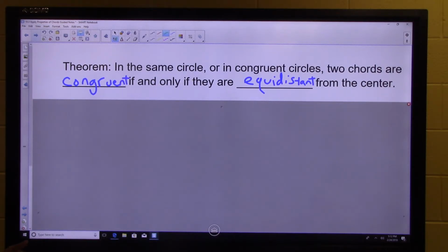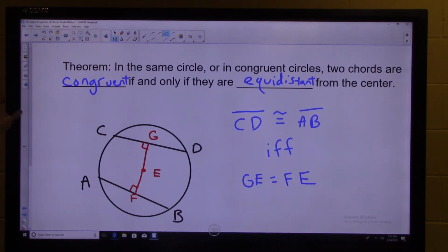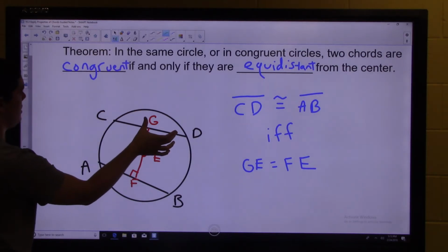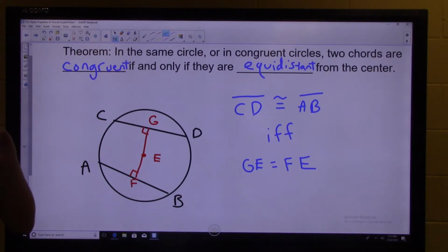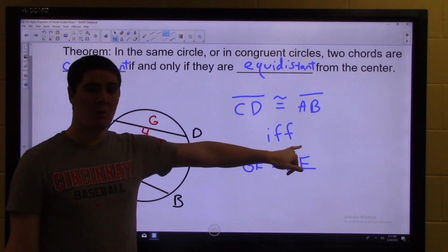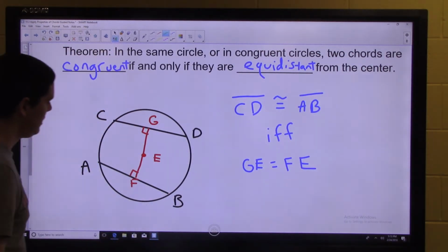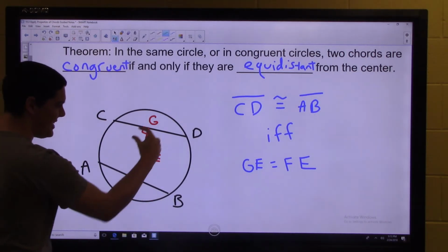I'm going to get rid of this shade here. Well, cat's out of the bag there now. So here we go. What we're saying with this, I've drawn a picture. We're saying if these two chords are congruent, so if CD is congruent to AB, maybe I should read this a different way. Instead of saying that, I should say CD is congruent to AB if and only if. Remember, IFF means if and only if. GE is equal to FE. So what we're saying here, these two chords are congruent if and only if they're equidistant from the center.